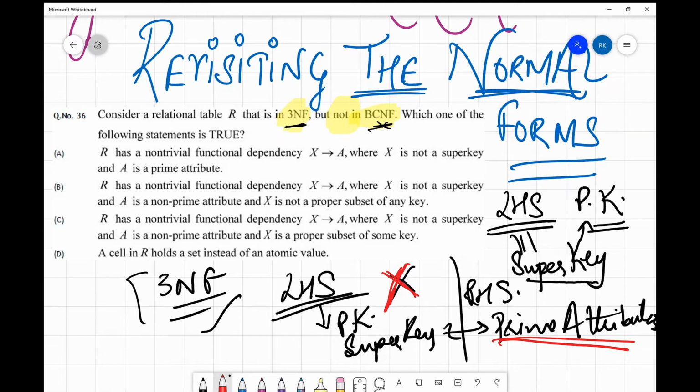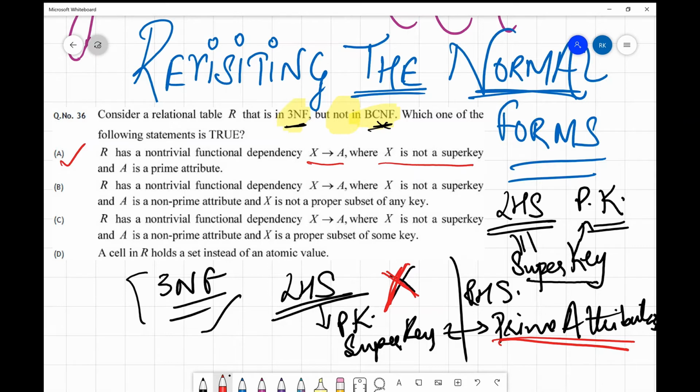Now let's see the options. The option says R has a non-trivial functional dependency X to A, where X is not a super key and A is a prime attribute. Yes, it is perfectly the case that we have just discussed. So this is the answer. So clearly we have the answer in the very first option, but let's check the other options as well.